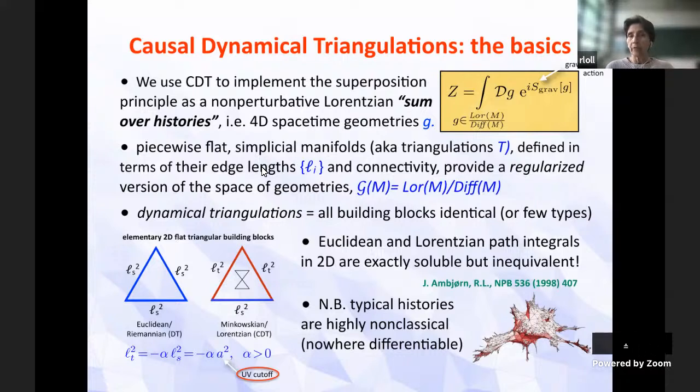The building blocks, by definition, are pieces cut out of a flat space. That could be a Minkowski signature or Euclidean signature space. There are edge lengths associated with each building block, and of course the connectivity of the whole thing. So, what am I gluing to what? And these provide a regularized version of the space of all geometries. So I'm looking at the space of all quantities I can get by gluing together certain flat triangular building blocks. The name dynamical triangulation is a code word for a formalism where one uses building blocks that are all identical, so they all have the same size and shape.